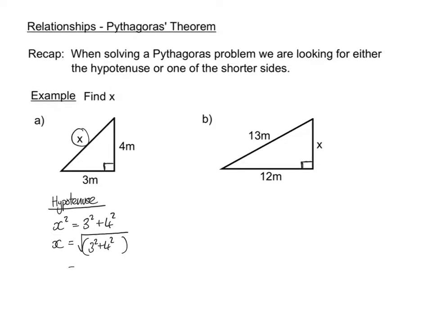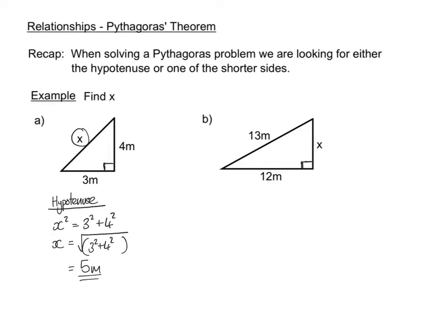What I can do then is type this all into my calculator in one go. When you're typing this in, it depends on your make and model of calculator, but ideally just put the brackets in every single time. Square root of, open bracket, 3 squared plus 4 squared, and close the brackets again. And this will give me 5 meters in this case.